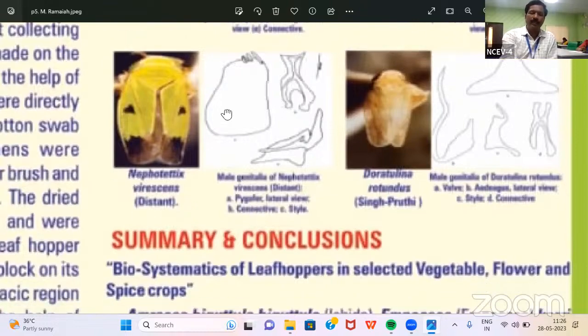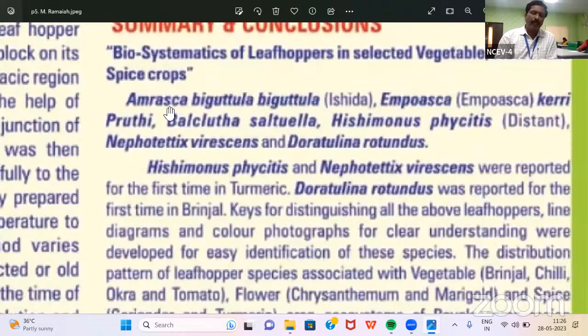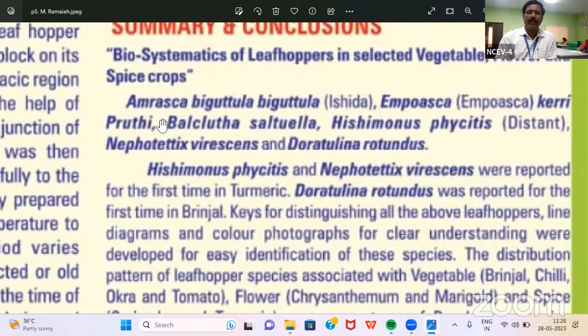Next, the summary and conclusion. Here you can see Amrasca biguttula, Empoasca kerri, Bhalcuta saltulella, Histonis ascites, Nephotettix virescens and Dorolena rotundus. Histonis ascites was observed in turmeric, and Dorolena rotundus was observed in brinjal. The remaining species are Dorolena rotundus, Nephotettix virescens and Histonis ascites.